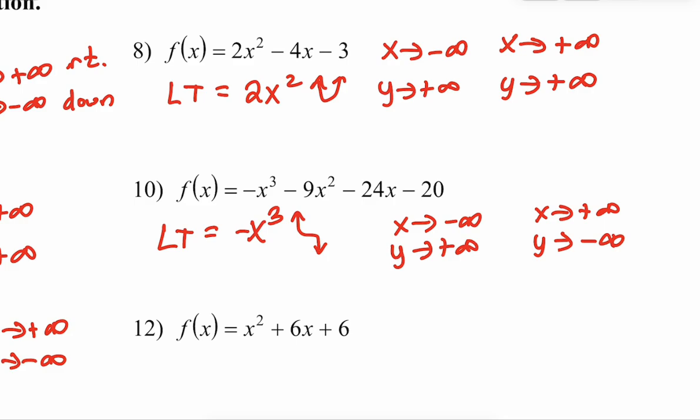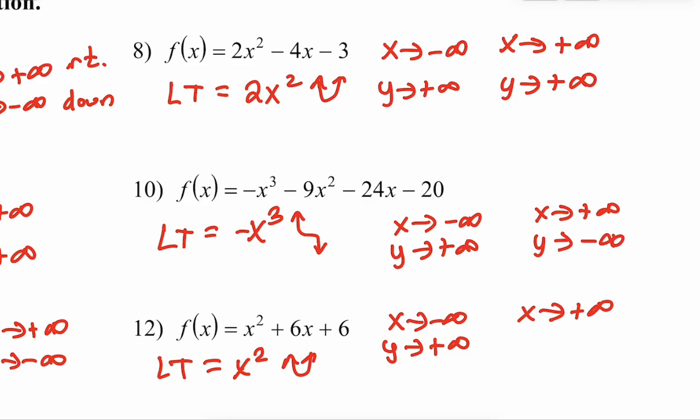Lastly, number 12 and number 8 are identical as far as their end behavior. The lead term of this is x squared, which looks like a parabola. It is a parabola. As we go to the left, our y's are going up. As we go to the right, our y's are still going up.